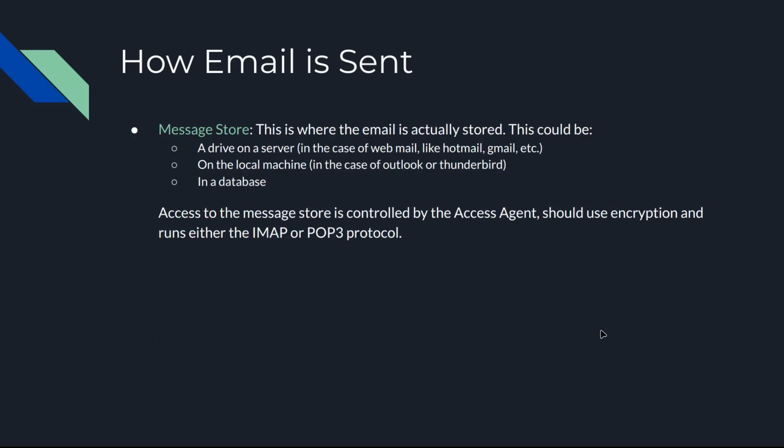The message store is where the email is actually stored. It could be a drive on the server. So if you're using web-based mail like Hotmail or Gmail, that's where it gets stored. It could be on a local machine, like if you're using Outlook or Thunderbird, once you download those emails, they're sitting in storage locally, or it could be stored in a database. Access to the message store is controlled by an access agent. It should use encryption, and it runs either IMAP or POP3, which we're going to look at.